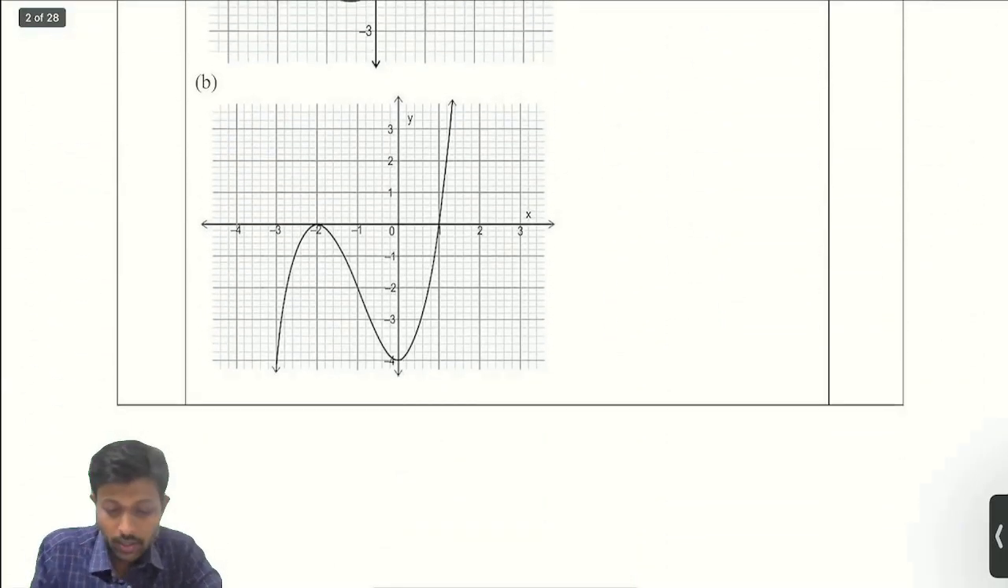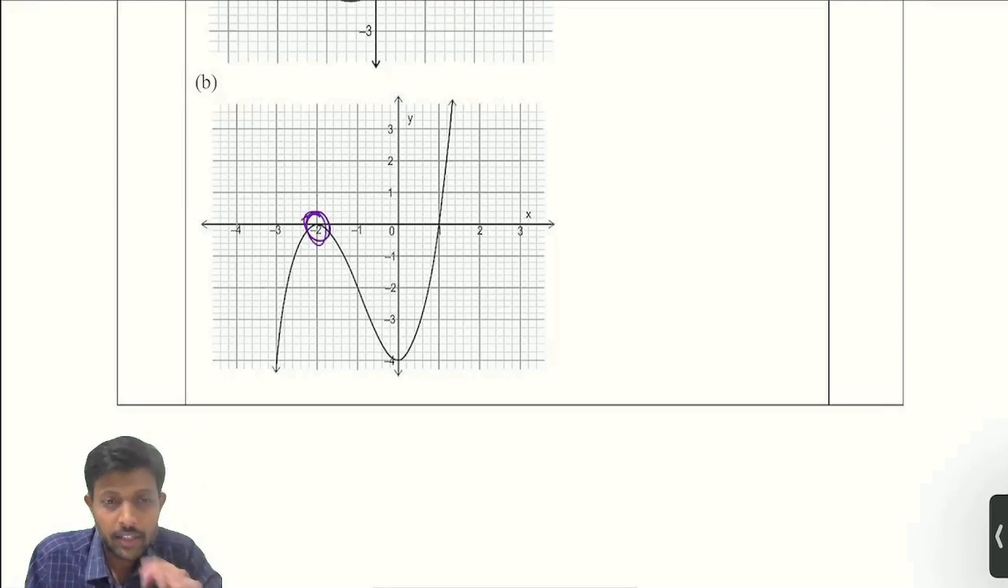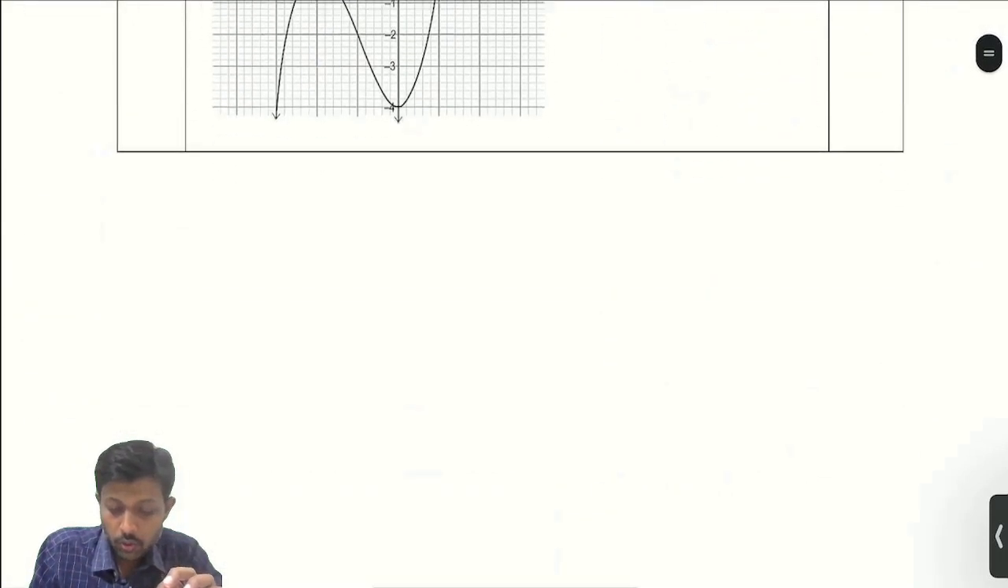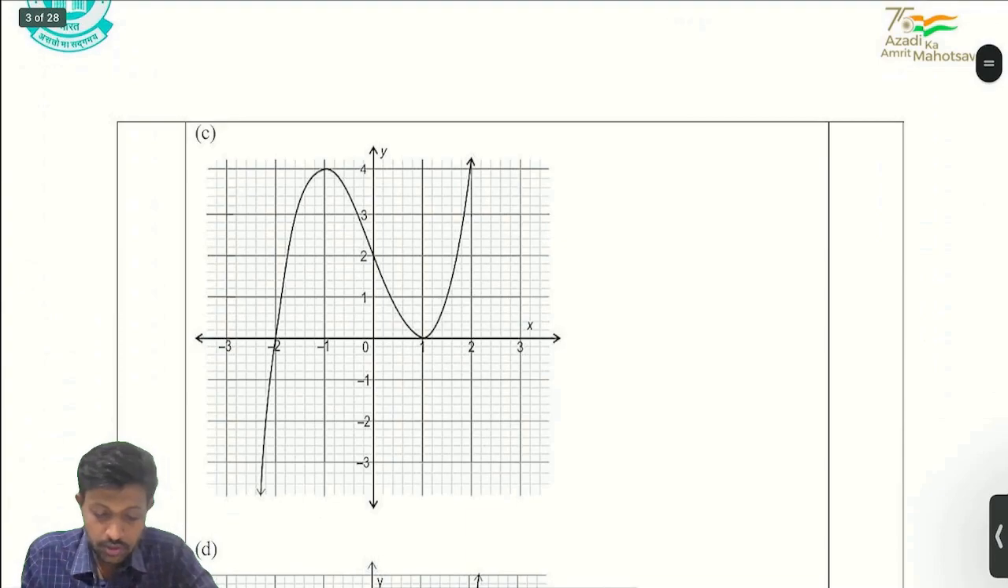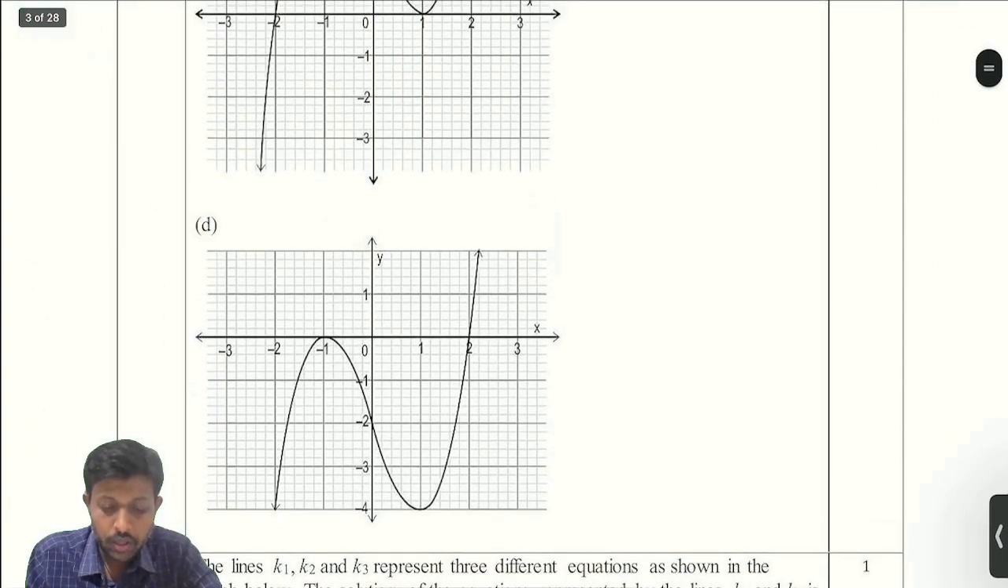It's not this one, because here two zeros are at minus 2. That's not our graph. Let's look at our graph. It's like this. So option B is not correct. Option C looks correct. Let's check out option D also.